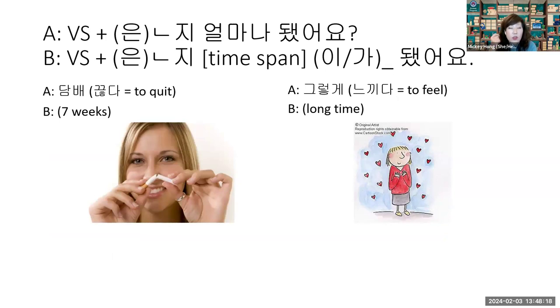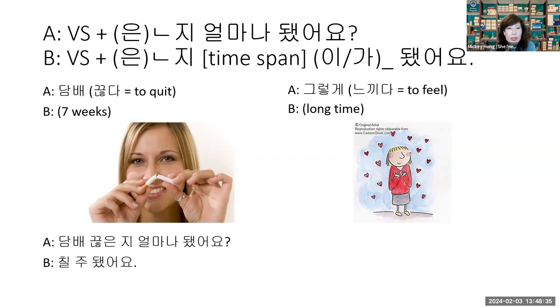How long has it been since you quit smoking? 담배 끊다, and it ends in a consonant, so you add the syllable 은. 끊은 지 얼마나 됐어요? 담배 끊은 지 얼마나 됐어요? 7주 됐어요. It's been 7 weeks.